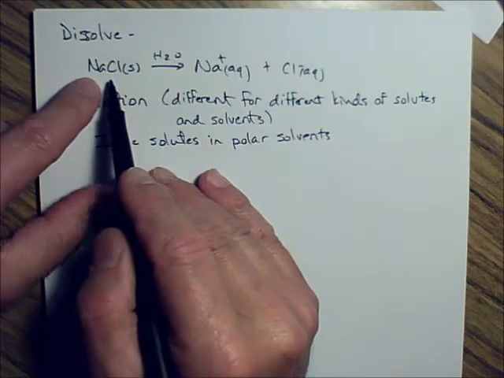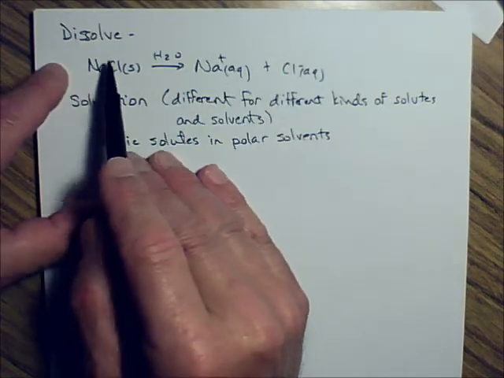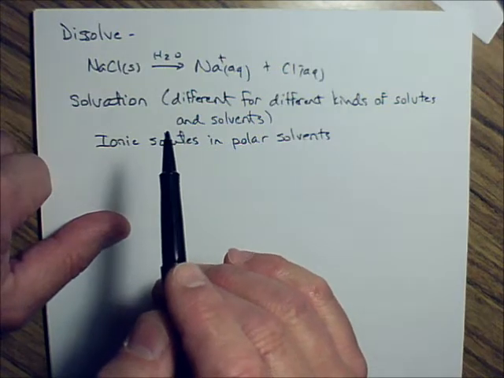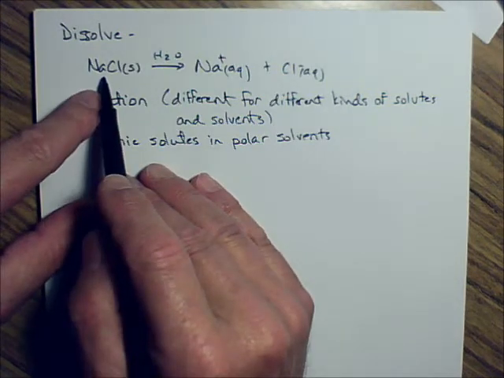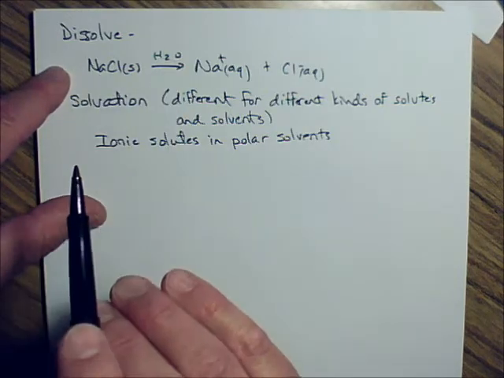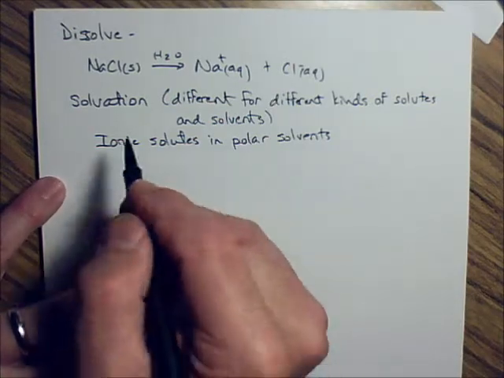The NaCl becoming Na plus and Cl minus, that's the dissolving process. So this is the solute. This is the solvent. Water's doing the dissolving. This is being dissolved. That's doing the dissolving. So that's the solute, that's the solvent. Okay? All right.